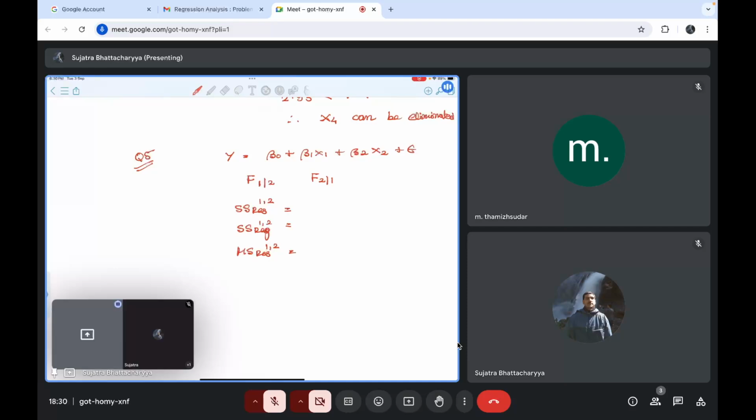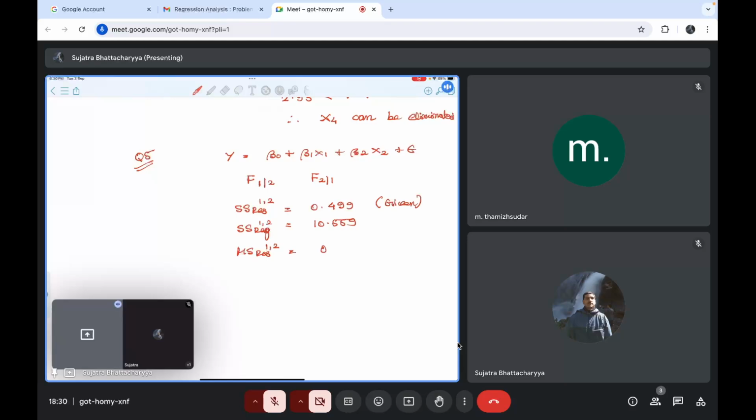Okay, so let us do one by one. SS residual 1, 2 is 0.499. This is given from the question. SS regression is nothing but 11.058 minus this. That is 10.559. I'm not doing it.